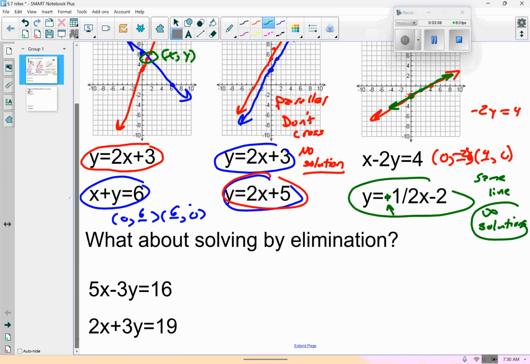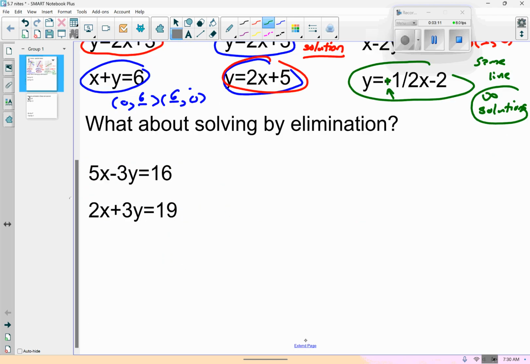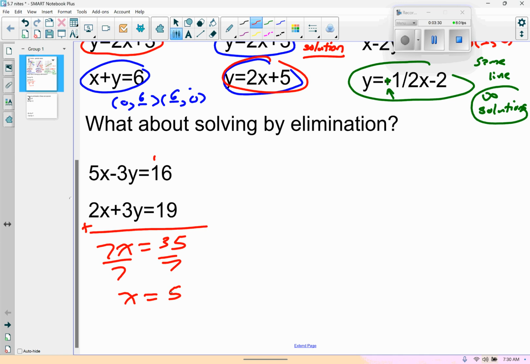What about solving these by elimination? Well, we've done elimination before. Simply, I add these two equations together because the y's can cancel out, right? So I get 7x is equal to 6 plus 9, that's 15. Divide both sides by 7, so x is equal to 35 divided by 7 is 5.